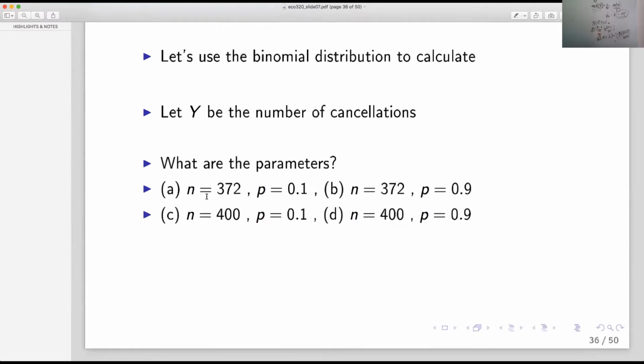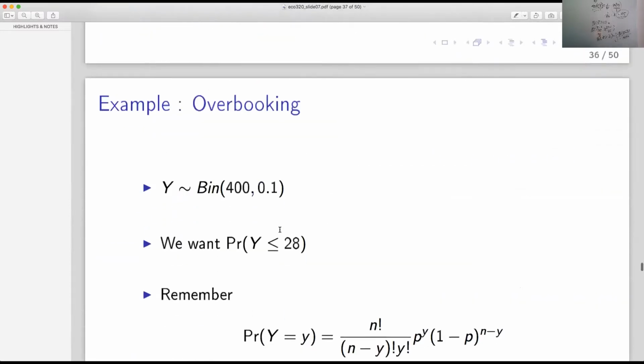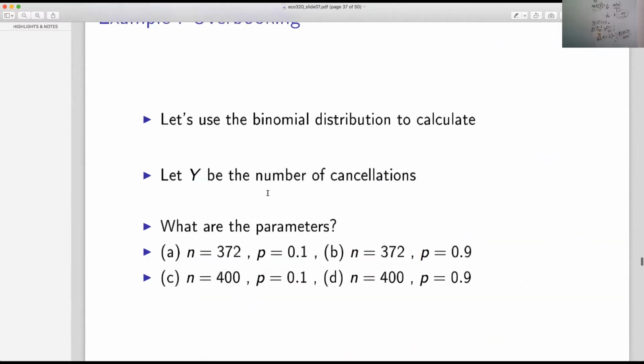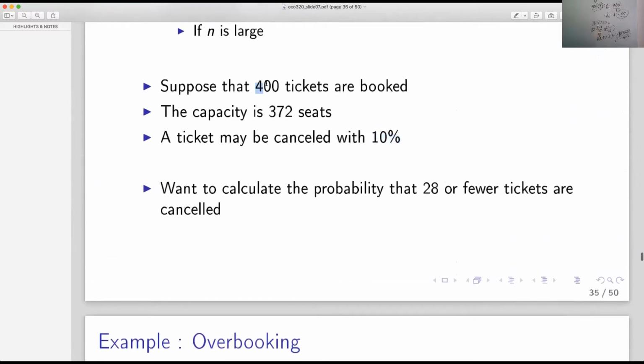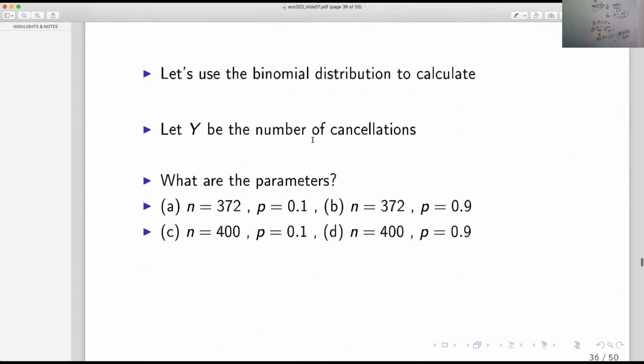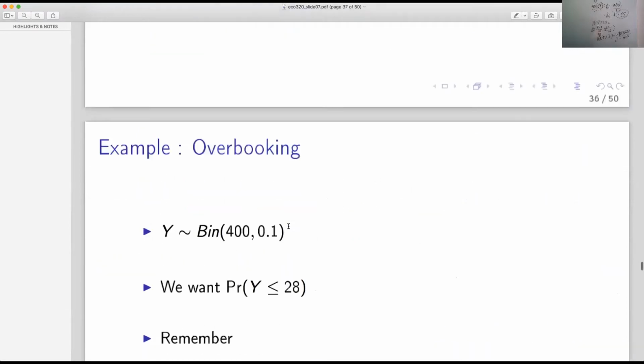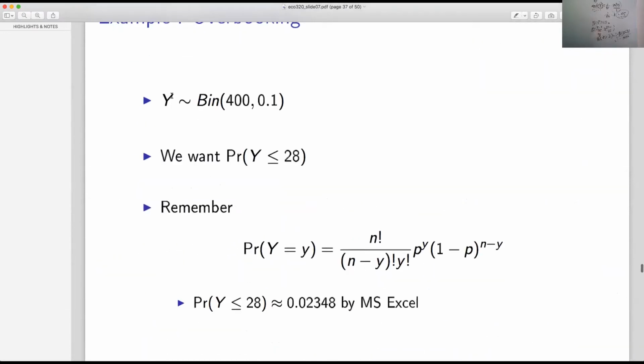So parameters are always N and P. The answer is, of course, 400 and 10%, because this was the sample size. This is similar to question 5, I mean homework 5, when you have 11 agencies. So the sample size N equals 400 and the probability is this. So Y follows a binomial distribution with sample size N equal to 400 and P equal to 0.1. We want to find the probability that Y is less than or equal to 28.